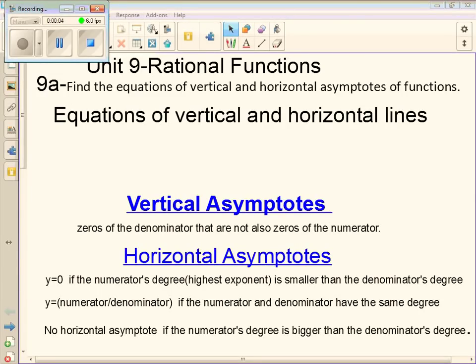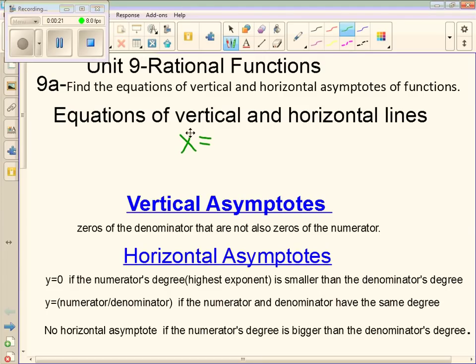9A, rational functions. Unit 9 is rational functions. 9A is find the equations of the vertical and horizontal asymptotes of functions. Recap of what an equation of a vertical and horizontal line look like. A vertical line is x equals a number, and a horizontal line is y equals a number.